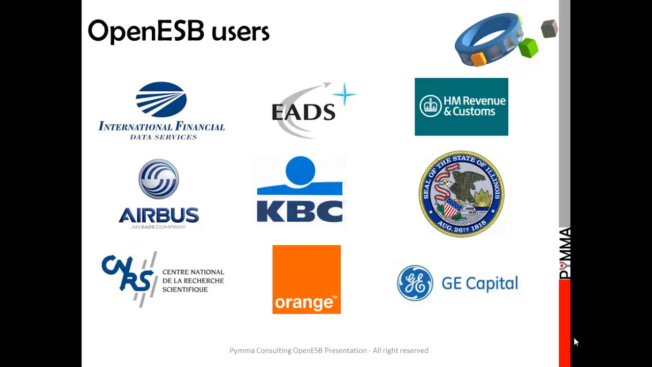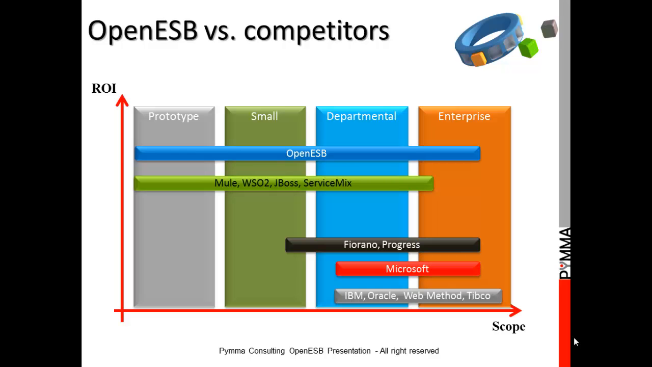Thousands of companies use OpenESB. In that slide, you can see some large users. For example, IFDS, a UK company in finance. Airbus, the state of Illinois. GE Capital in US. In UK, HM Revenue and Customs. Orange in Poland. EADS in Europe, and the French research center, the CNRS. Many companies are using OpenESB for large projects.